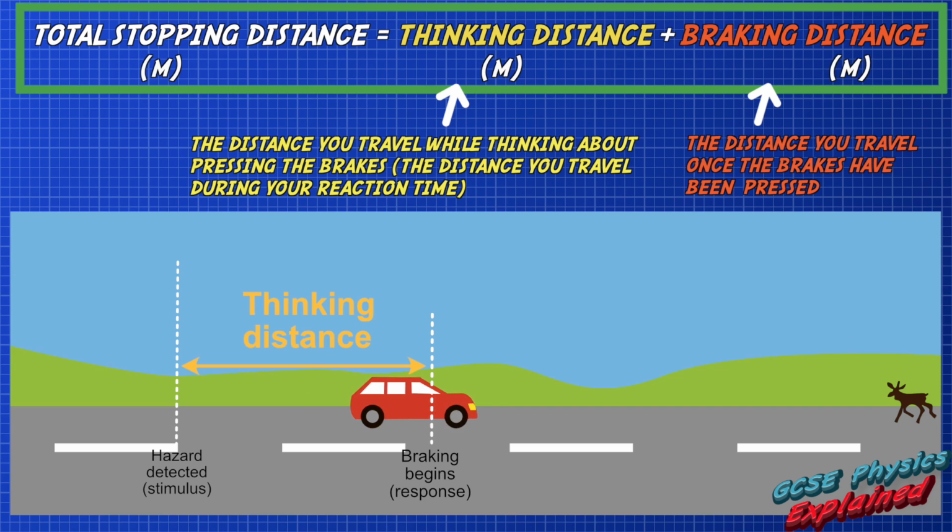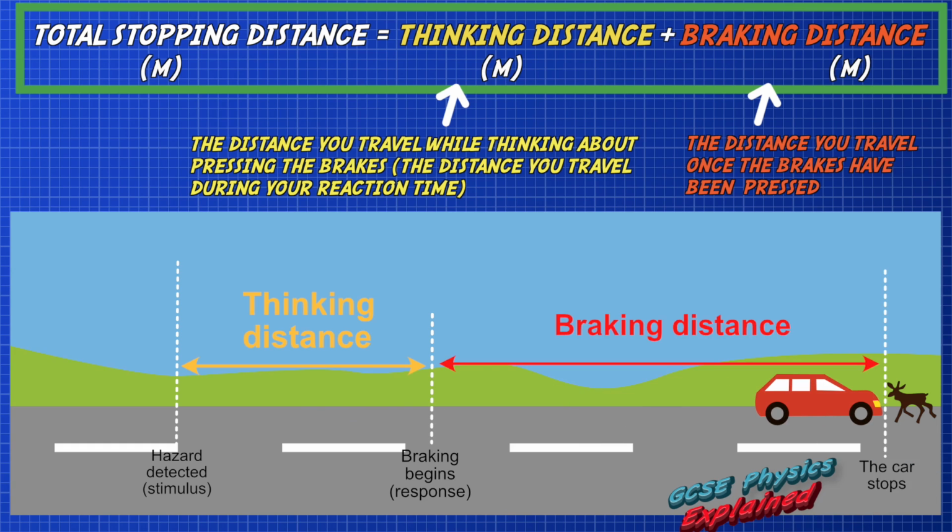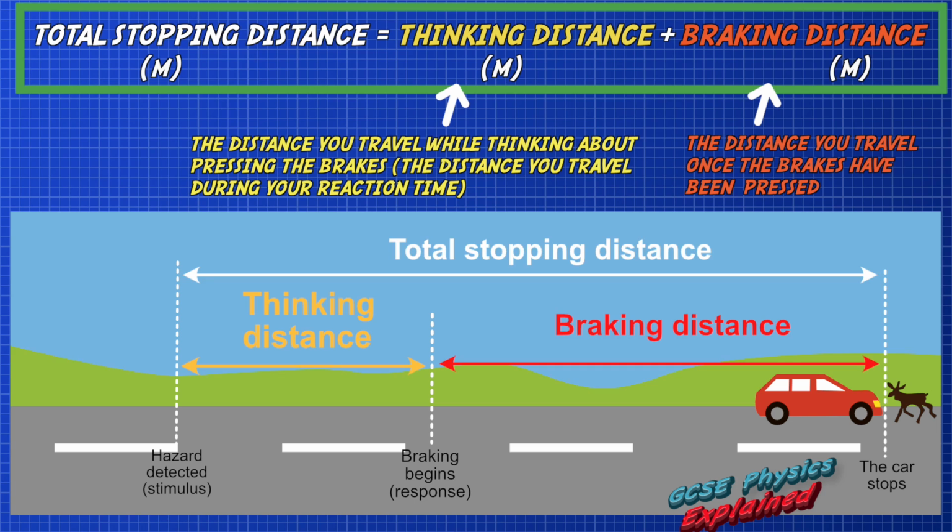Now, just because you press the brakes doesn't mean that the car is immediately going to come to a stop. The car has to physically come to a stop. The distance the car travels under the braking force is called the braking distance. To work out the total stopping distance, you simply add the thinking distance to the braking distance.